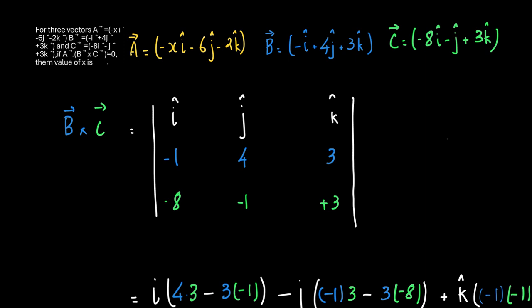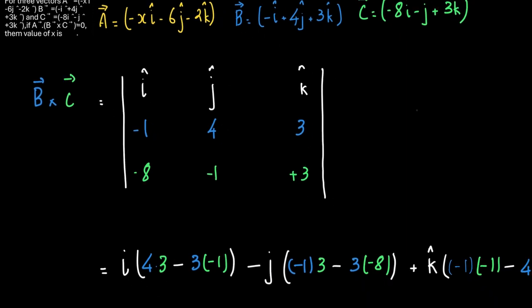We have vectors A, B, and C. What is vector B cross C? It is the determinant of I, J, K; for vector B, the I component is -1, the J component is 4, the K component is 3; and for vector C, the I component is -8, the J component is -1, and the K component is +3. Now this is the basic expansion of determinants.